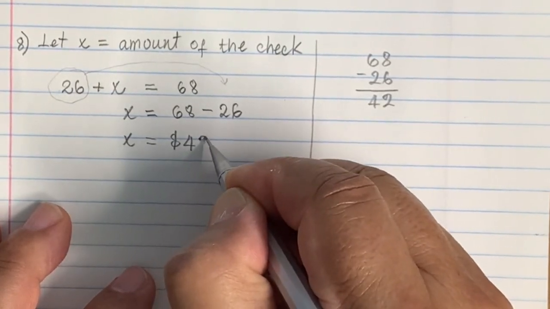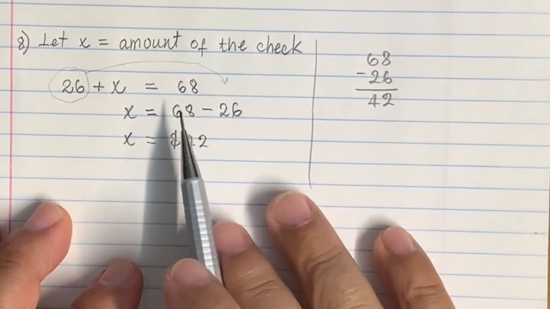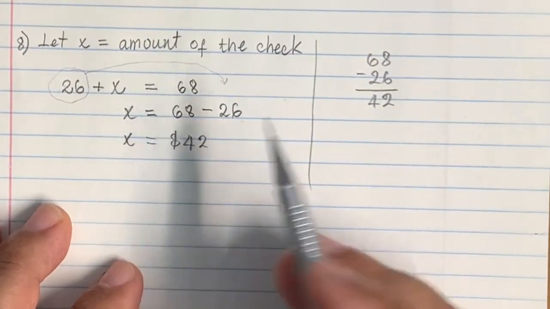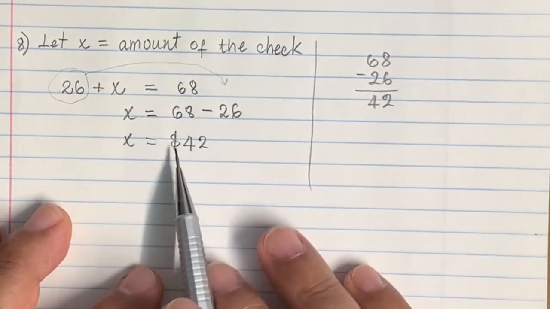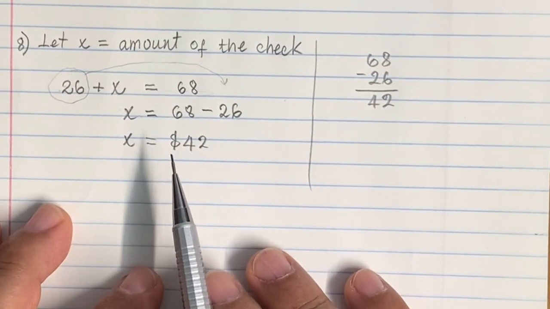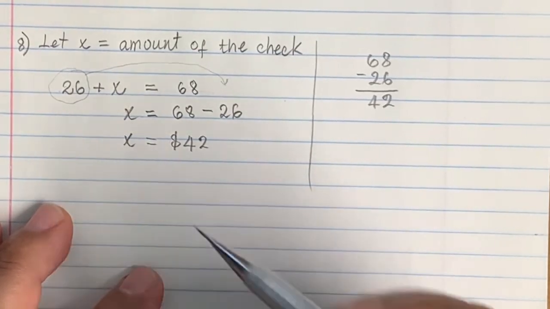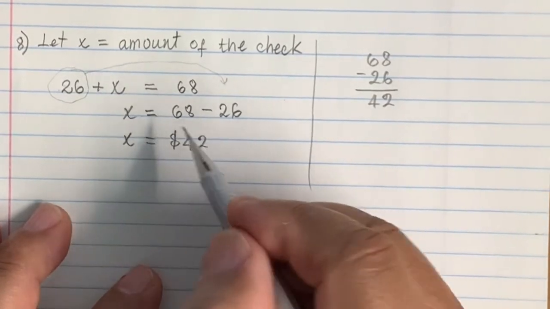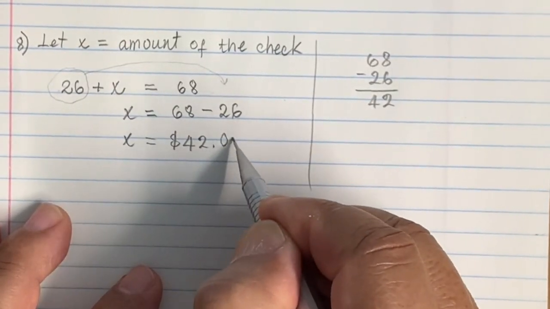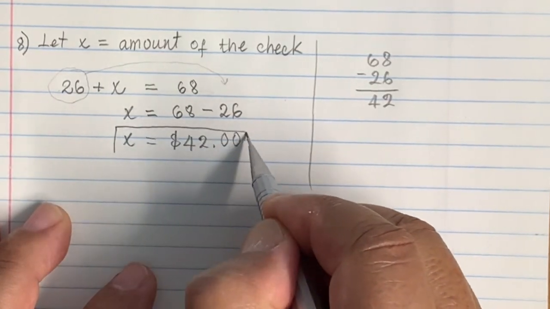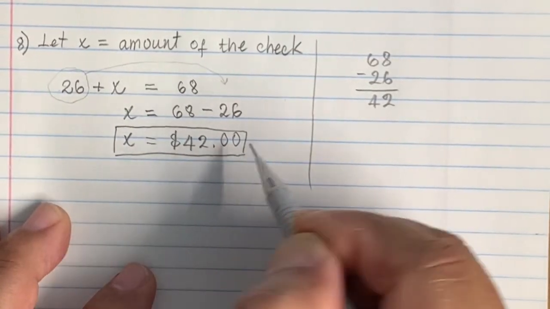So x equals $42. Okay. And normally you don't want to put a unit here because you have to keep writing the units over and over again. But in the end, you don't forget to include the unit, which is in this case the dollars. So put a dollar sign there, okay? So $42. Okay, that's it. That's the answer.